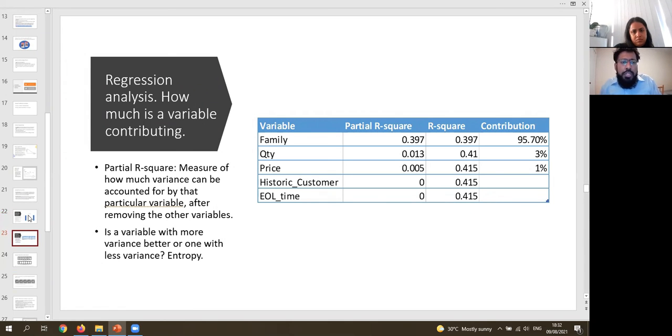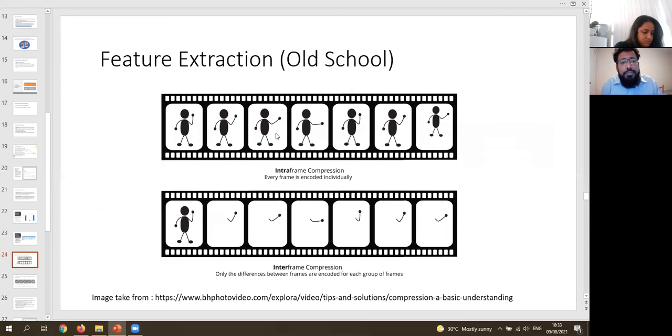And then we have another approach which is known as regression analysis. I'm not going into all the mathematics of this. The idea is you take one of the variables, let's call it family. This variable is the one which is contributing the most to your predictive model. So I can keep this particular model. Then what is the next variable? Quantity. Quantity is further improving my prediction by 3%, then price by 1%. But once I have these 3 variables, then I no longer need historical customers and the end of life of my product. So there is an approach using regression analysis: how much is a particular variable contributing?